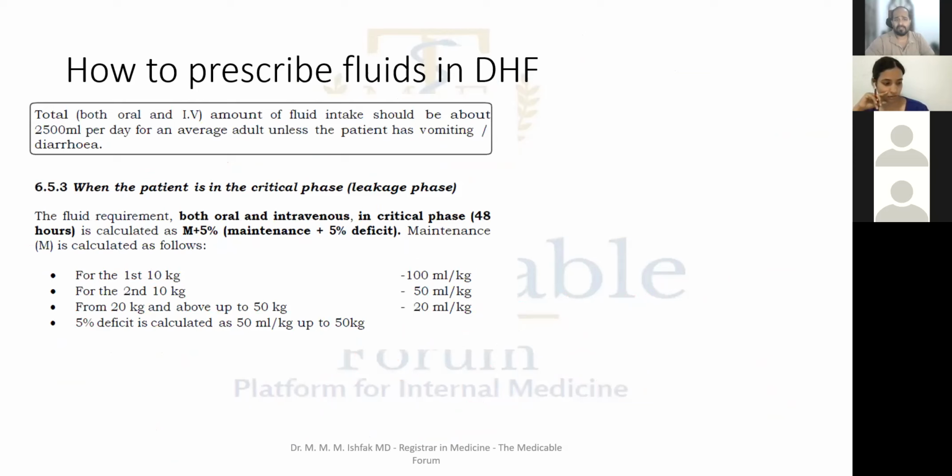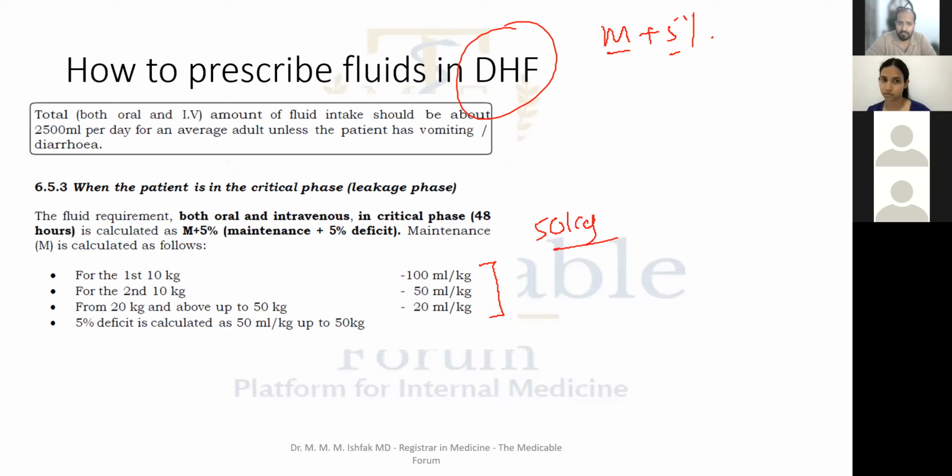Now, how to prescribe fluids in DHF? I told you that it is M plus 5%, so maintenance with 5% deficit. So how do you calculate it? The maintenance is calculated like this. The first 10 kgs, 100 ml per kg; second 10 kgs, 50 ml per kg. From there onwards until a maximum of 50 kg, for each kg you take 20 ml.